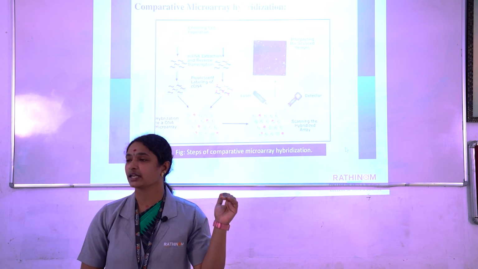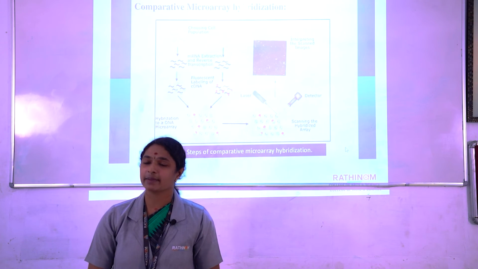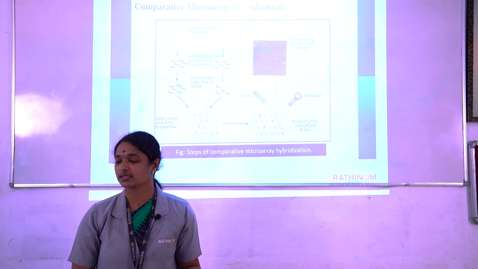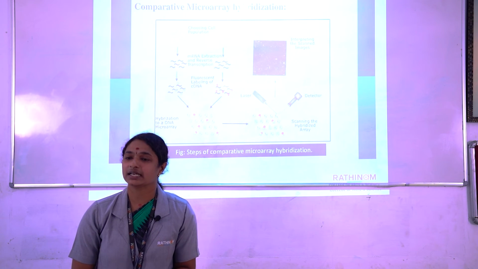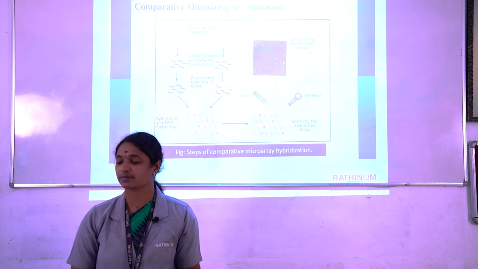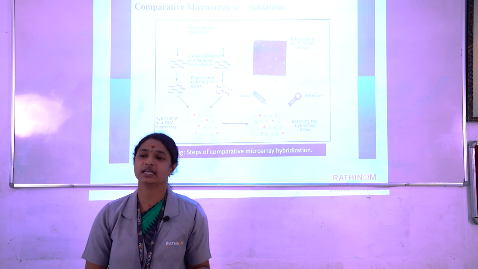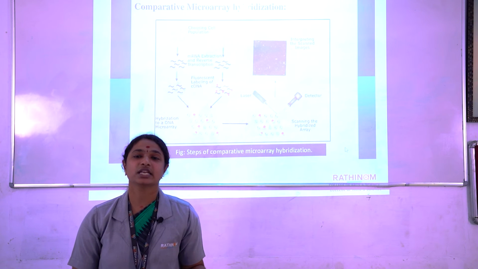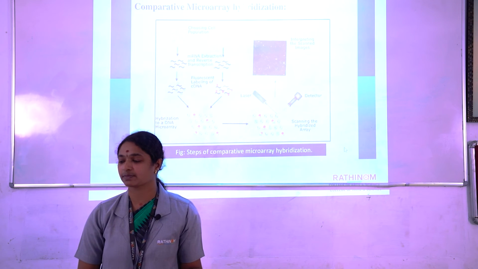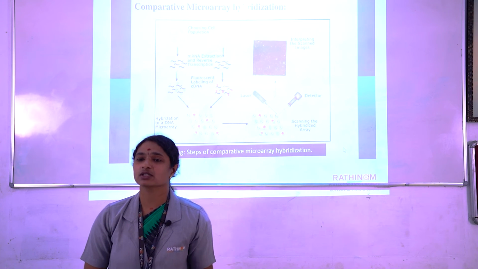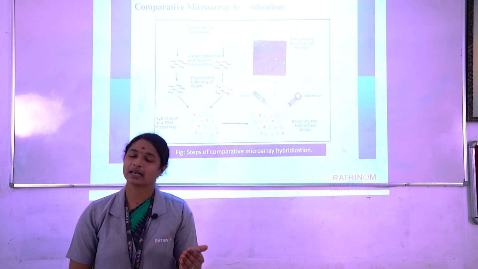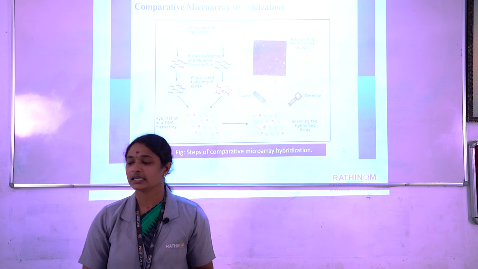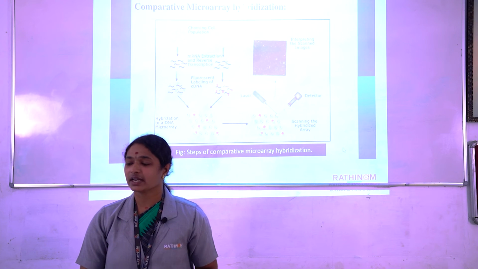This picture clearly shows comparative microarray hybridization, starting from the collection of the sample and extraction of mRNA from the sample, then reverse transcription, the RT-PCR, where we do the reverse transcription process, and fluorescent labeling of the DNA sample, and then the hybridization process. The hybridization between the DNA sequences and the chip takes place, and then scanning. Scanning also plays an important role, because with the help of the detector the scanning is done and the intensity ratio can be calculated easily. Coming to the advantages and disadvantages.